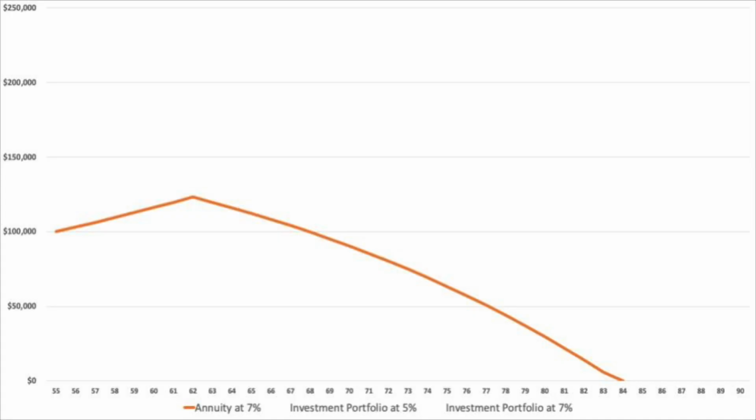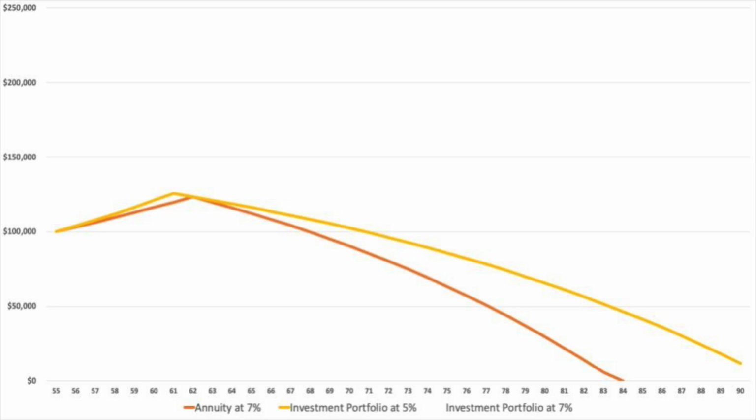Now, we already know from looking at the table that the annuity at a 7% average return would run out of money. Beyond that, who knows how it would continue to pay income. But the investment portfolio at a 5% average return would still have funds in it all the way to age 90. Now, it's going down every year, but much slower than the annuity. And that's all because of the fees. Even at a lower rate of return, it's still going down slower.